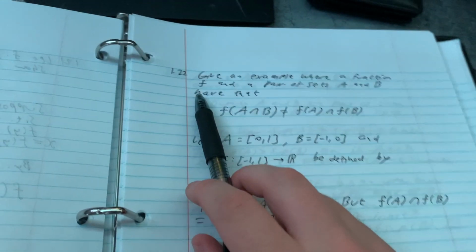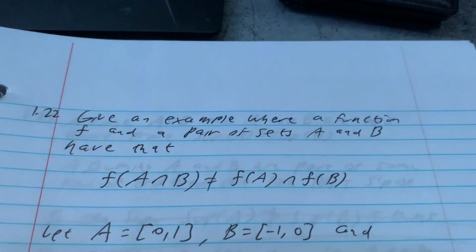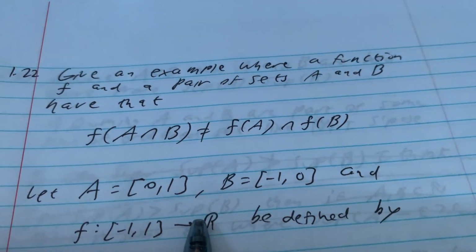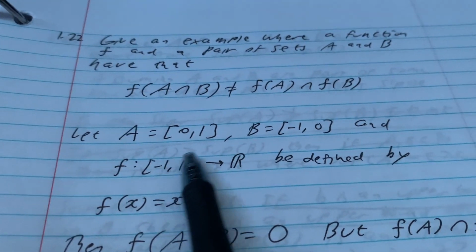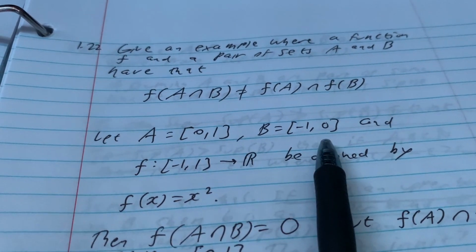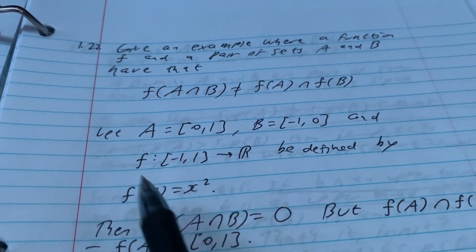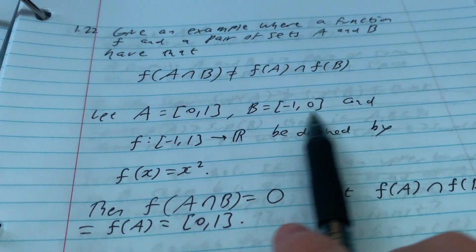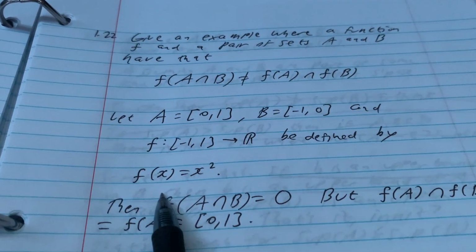1.22. Supposed to give an example of a function where these are not equal. And this didn't take that long. I'm like, well, if I have two sets that only intersect at like one point, then surely I can get some wackiness going. So if I let A be the closed interval 0 to 1, and B be the closed interval -1 to 0, and I define f from -1 to 1 to R, defined by f of x equals x squared.